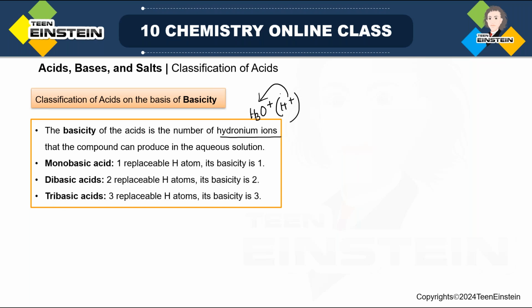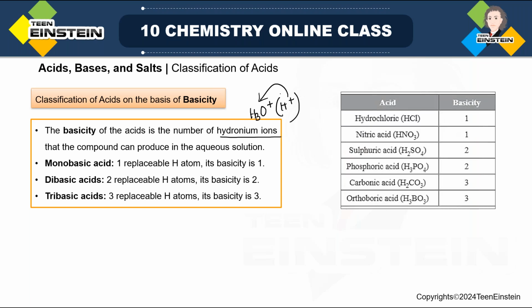Now, when it is monobasic acid, that means there is only one replaceable hydrogen present, and its basicity will be 1. Dibasic acid, 2 replaceable hydrogens. Tribasic acid, 3 replaceable hydrogens. Basicity 2 and 3 respectively. Now look at these molecules, HCl. So when it is HCl, there is generation of H plus and Cl minus, and this H plus ultimately will be converted to hydronium ion. So one replaceable hydrogen. Here also one replaceable hydrogen, H plus, NO3 minus.